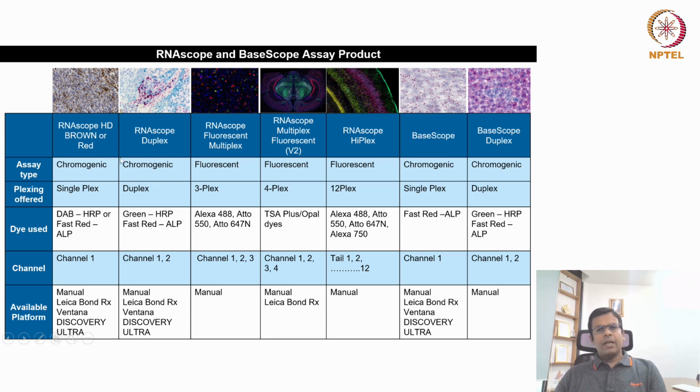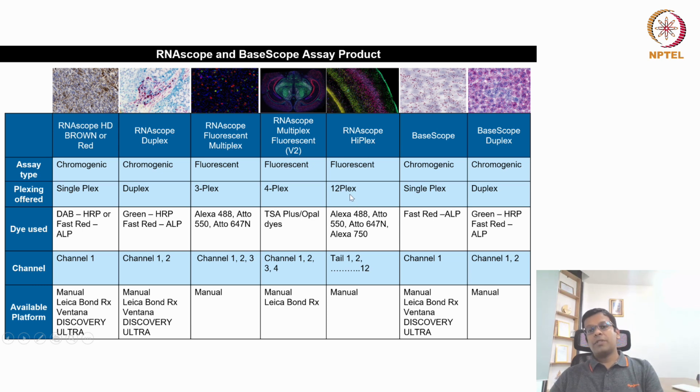You can see they are named slightly differently, and most importantly, how you will select which RNAscope technology you should use for your assay depending on the number of mRNAs you want to detect. So 3-plex means if you want to detect 3 mRNAs simultaneously in your tissue sample, you will go for this assay, RNAscope fluorescent multiplex. If you want to see 4 mRNAs together, you will go for RNAscope multiplex fluorescent V2.